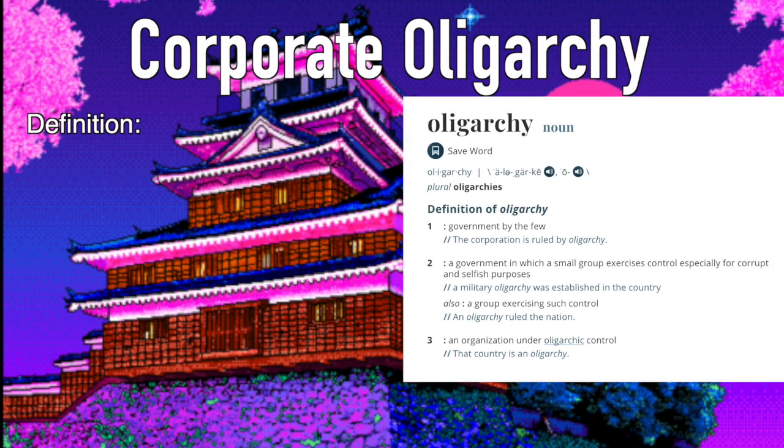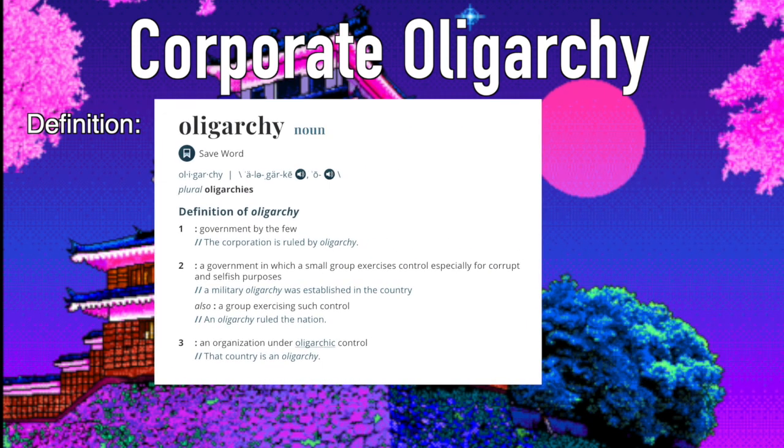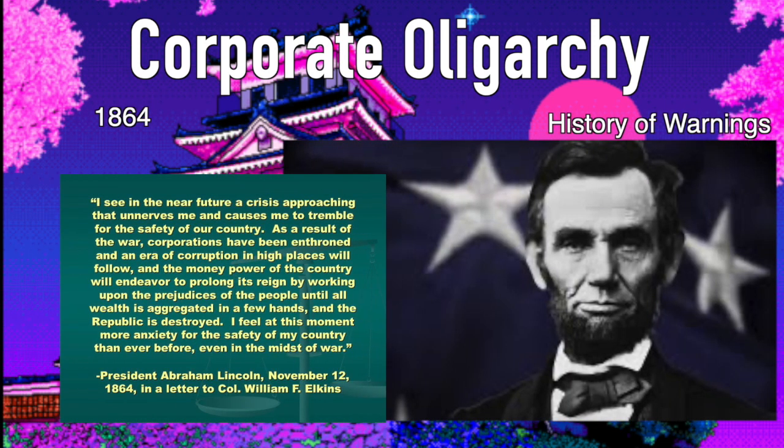For the sake of clarity, here's the definition of an oligarchy. And here are a few examples throughout history of warnings against corporate oligarchies. A quote from a letter attributed to Abraham Lincoln in 1864 reads, "As a result of war, corporations have been enthroned, and an era of corruption in high places will follow, and the money power of the country will endeavor to prolong its reign by working on the prejudices of the people until all wealth is aggregated in a few hands and the republic is destroyed."